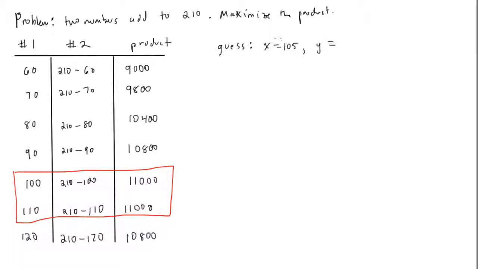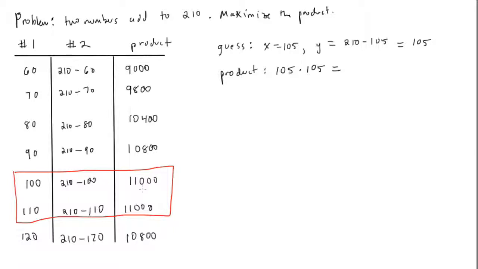And then the second number would be 210 minus 105, and that in this case happens to also be 105. So let's just see what is 105 times 105. And if we beat this 11,000, then maybe that's a good idea.